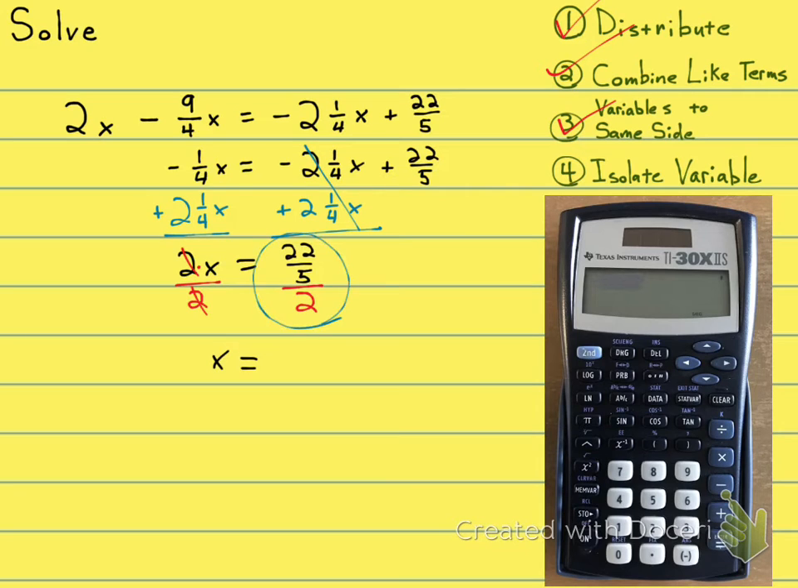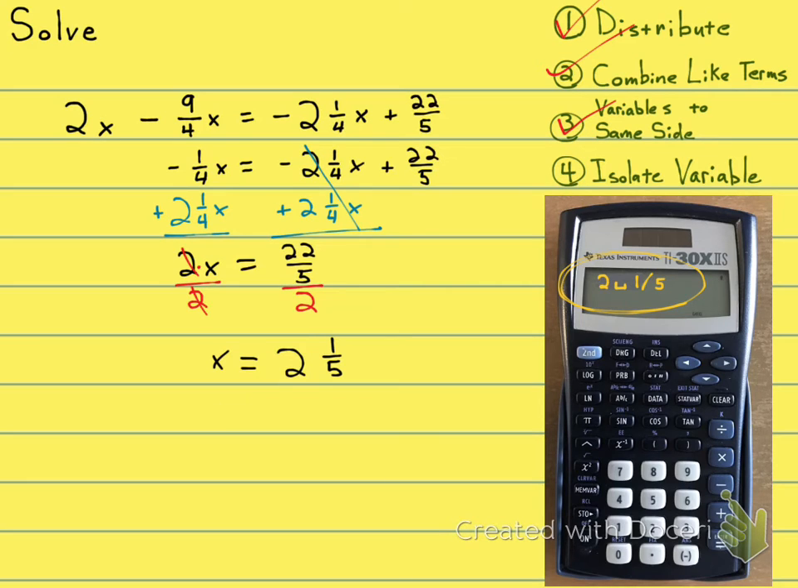And then over here, we have another calculator step. Okay, 22 over 5 divided by 2. So I'm going to do 22 ABC 5 divided by 2 equals. All right, and the calculator is going to give you this, which is 2 and a fifth. So if you want to leave it as a mixed number, you'd write it as 2 and a fifth.